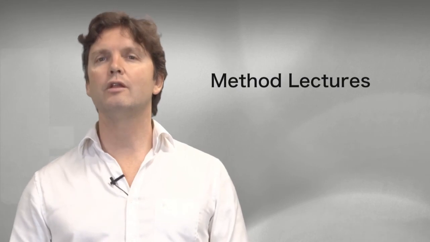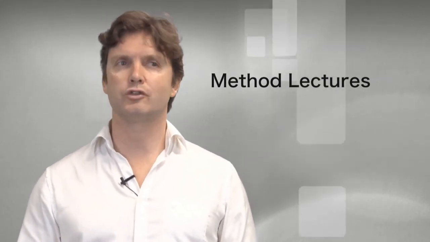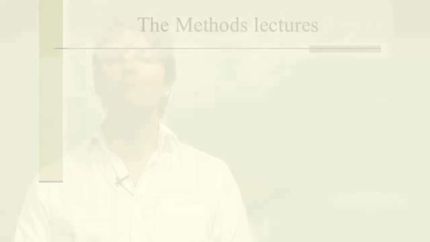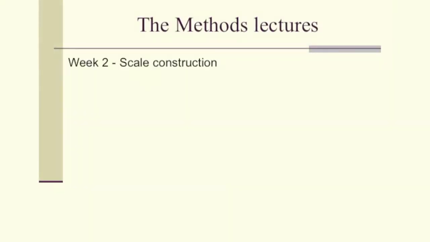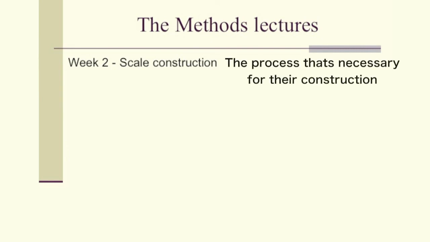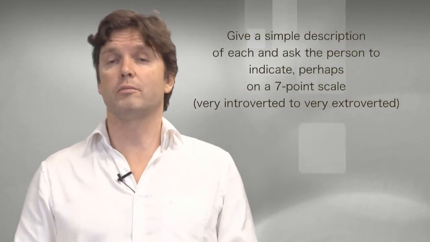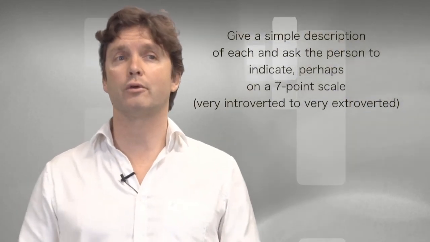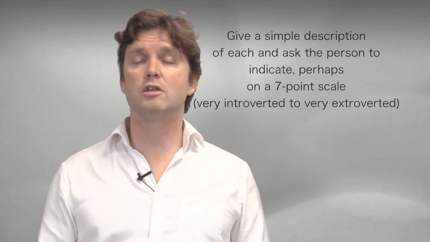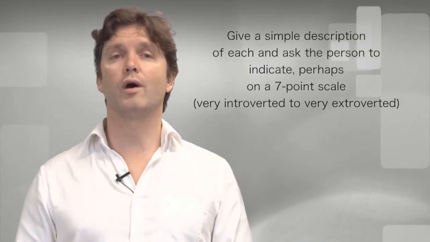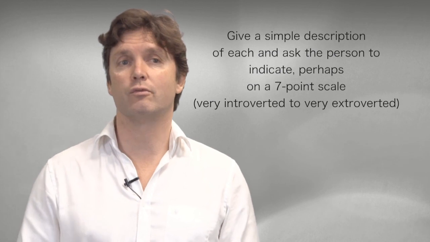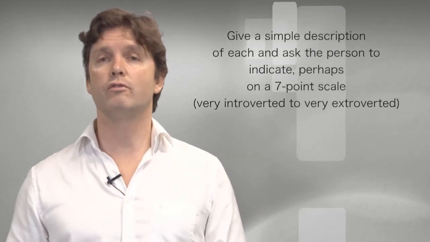Now, in week 2, I'm going to look at the process of scale construction. So in this lecture, we're looking more closely at psychological scales, including the process that's necessary for their construction. So you might be wondering, why do we need to develop measuring instruments consisting of a range of items? Now, if I want to know whether a person's introverted or extroverted, why not just give them a simple 7-point Likert scale and ask the person to indicate whether they're introvert or extrovert on that scale of 1 through to 7, from very extroverted to very introverted.